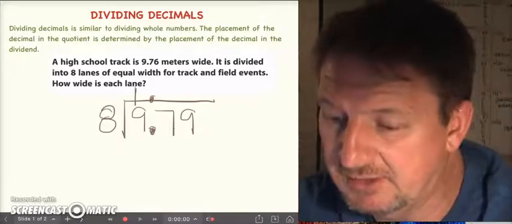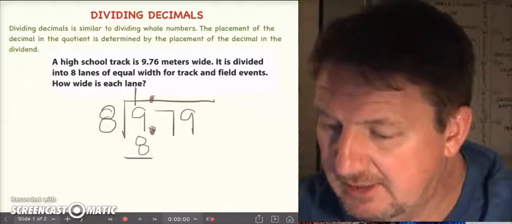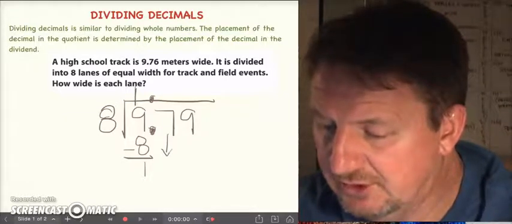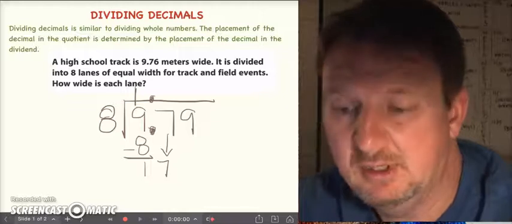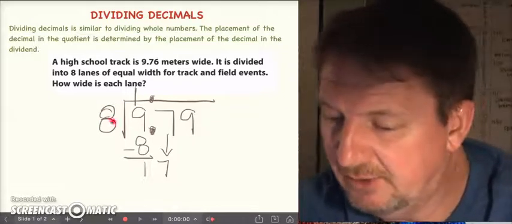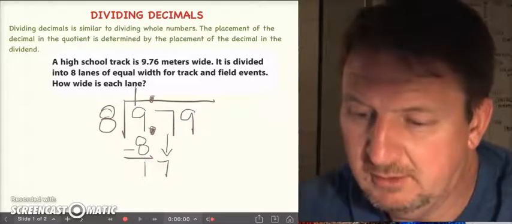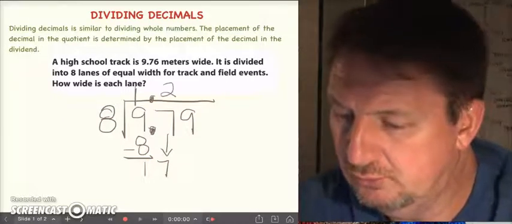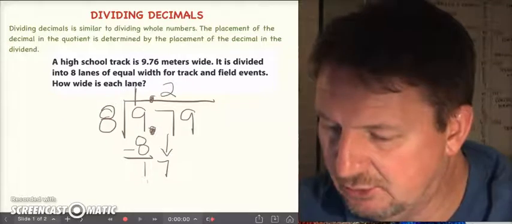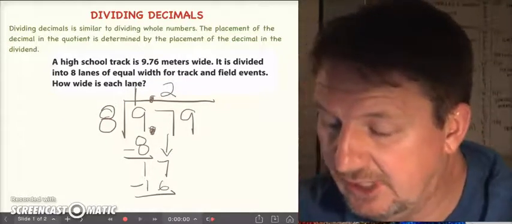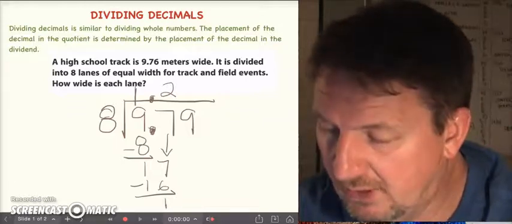So then I multiply 1 times 8, and I get 8. I subtract, and I get 1. So I come over to the 7, and I bring it down. Now I'm thinking to myself, how many groups of 8 are there in 17? Well, there are 2 groups of 8 in 17. So 2 times 8 is 16, and hopefully I'm going to have enough room here. I subtract 16 from 17, I get 1.